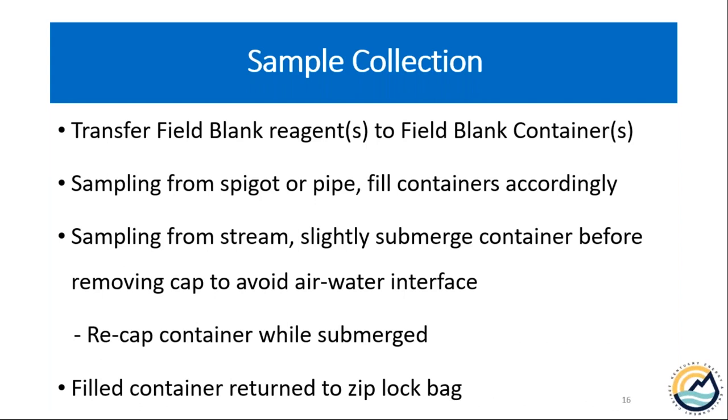To start the sample collection, the first thing you'll do is transfer your field blank reagent into the field blank container. If you're sampling from a spigot or pipe, you'll fill the containers accordingly. If you're sampling from a stream, you'll slightly submerge the container before removing the cap so that you avoid the air-water interface, and then recap the container while submerged. Once you've filled that container, it goes back into the Ziploc bag.